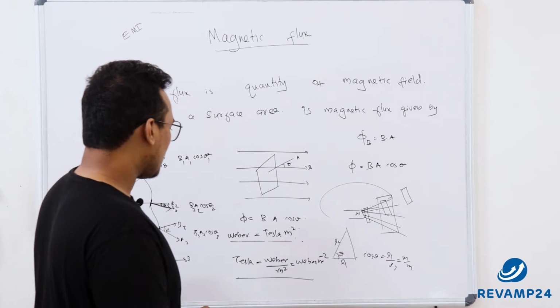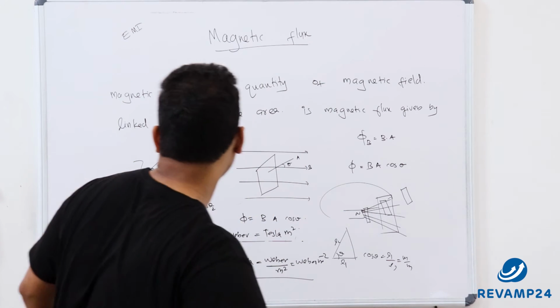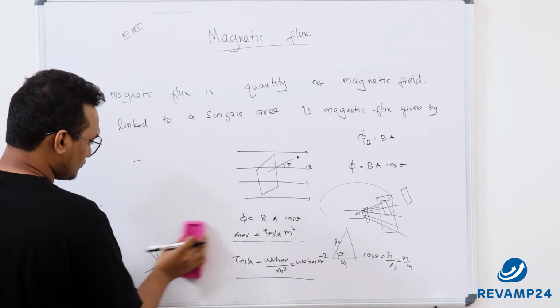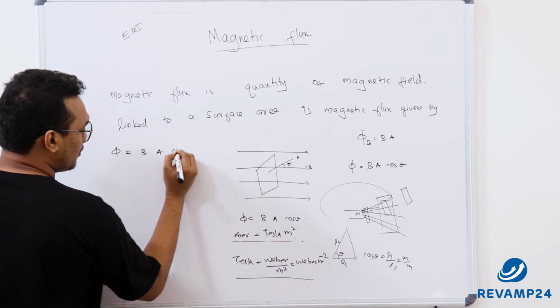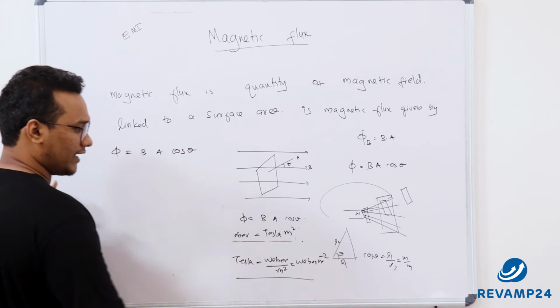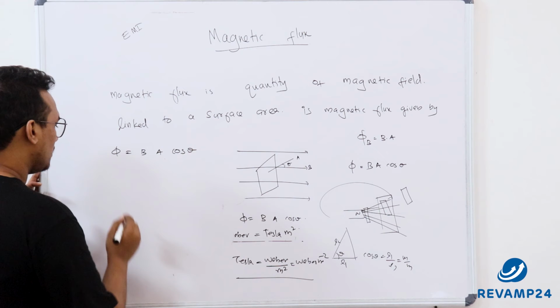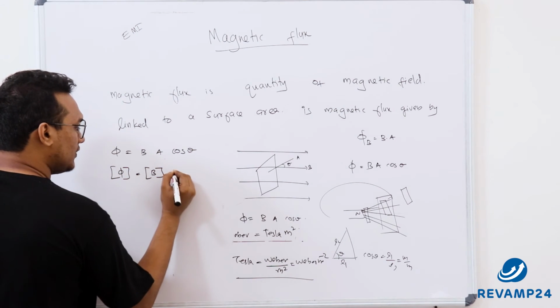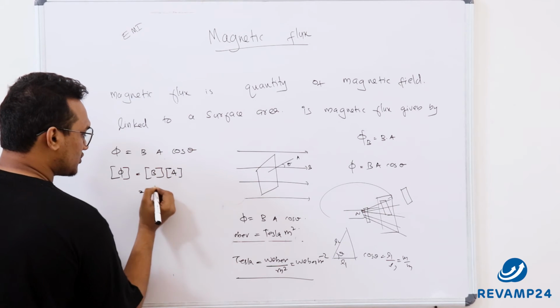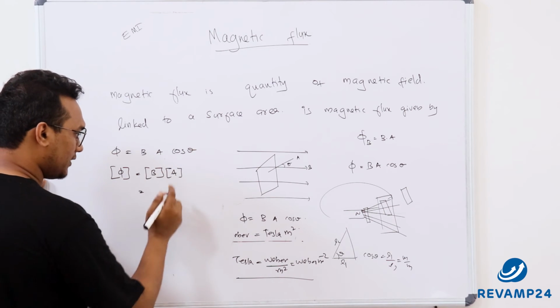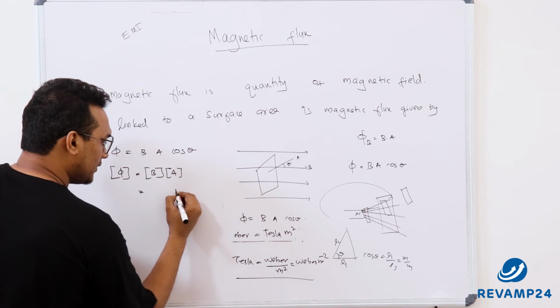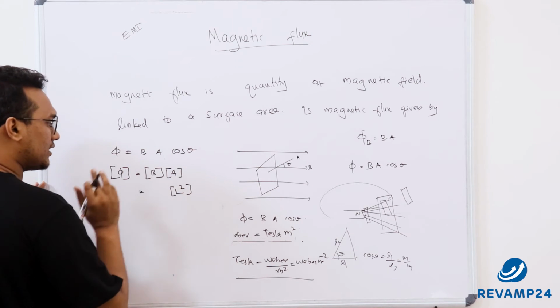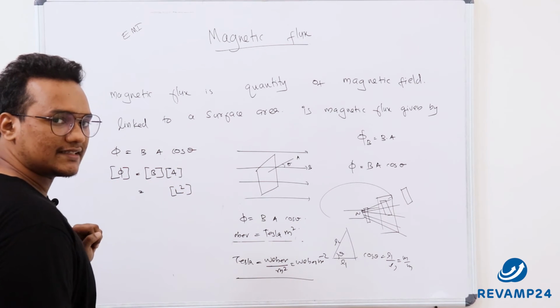Now, what is the dimension? How to get the value of the dimension? We have the equation flux is equal to B into A cos theta. Cos theta has no dimension because it's a ratio. Now the dimension of flux is equal to the dimension of magnetic field into the dimension of area. The dimension of magnetic field as of now we don't remember, but area is length into breadth, it is meter square or L square. Now how to get the dimension of the intensity of magnetic field?